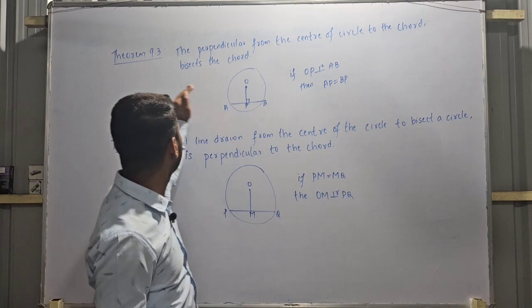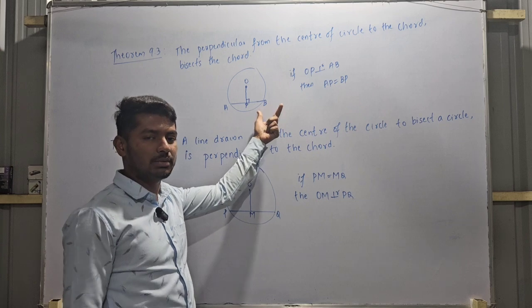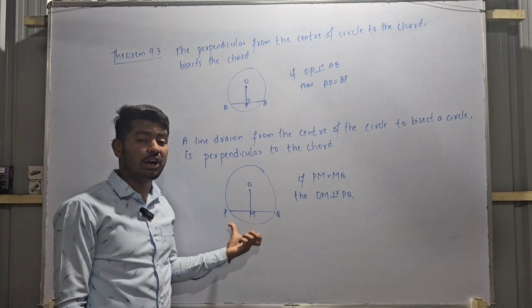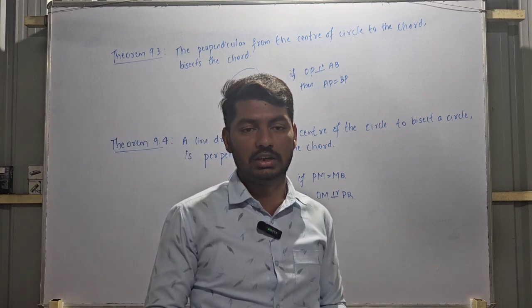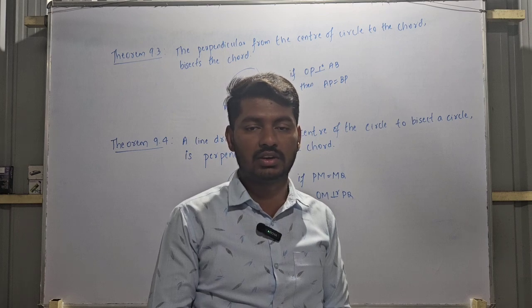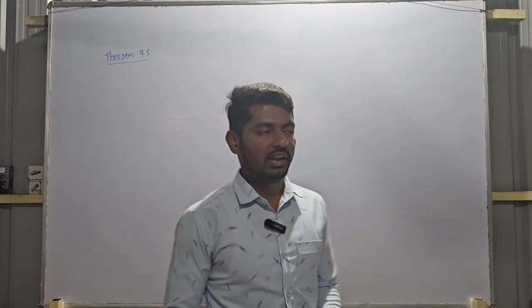In 9.3, they say that if the line is perpendicular, the chord is bisected. In 9.4, if it is bisecting, then 100% the line is perpendicular to the chord. This is the statement of 9.4. Okay, now the theorem number 9.5 we are discussing.